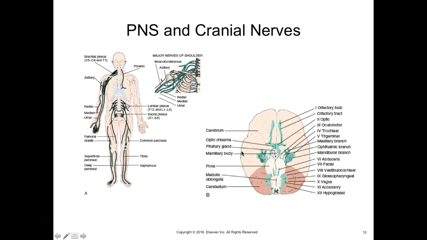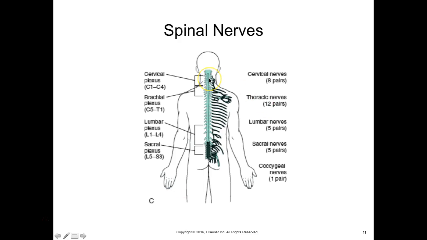And so this is showing you here the cranial nerves, all 12 of them. And then over here you can see just peripheral nerves branching off of the spinal cord. And here's some more. Spinal nerves, we have cervical plexus, brachial plexus, lumbar plexus, sacral plexus. We have all the different pairs. So cervical nerves, there's 8. Thoracic is 12. Lumbar, we have 5. Sacral, 5. And then coccygeal nerves, there's 1 pair.